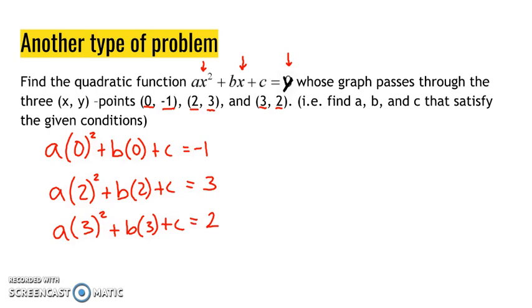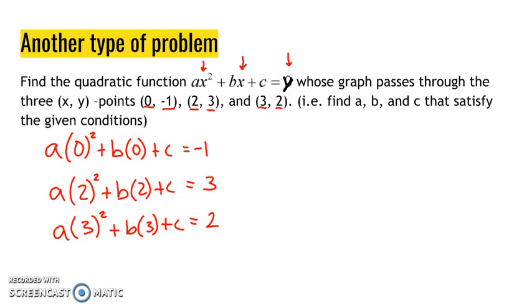So instead of having a system of three equations with three variables where they're x, y, and z, my three variables are a, b, and c. So I've got my three equations, I've got my three variables, now I just need to solve. And if I look at this, there's some simplifying that's going to have to go on.